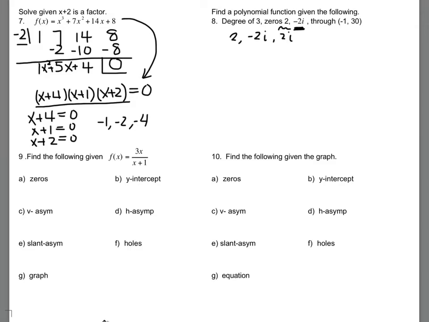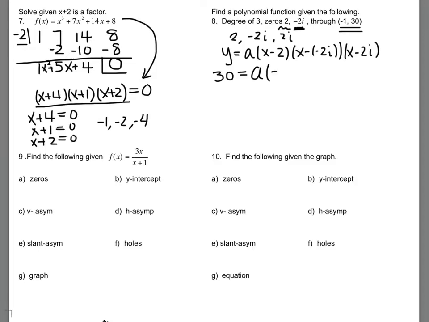So how do I write the function? I'm going to write it as y equals a times x minus 2 times x minus -2i times x minus 2i, because there could be a vertical stretch factor, so I use the a to designate it. It passes through -1, 30, so I know when x equals -1, y is going to be 30. That's how I'm going to calculate my a.